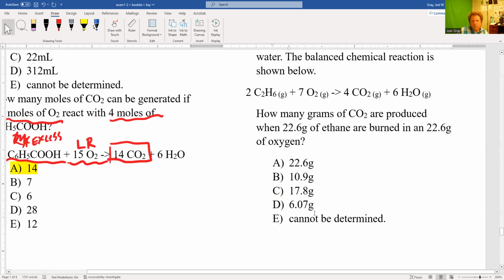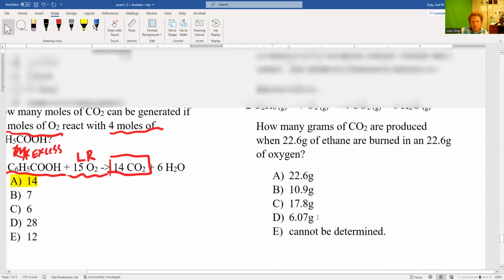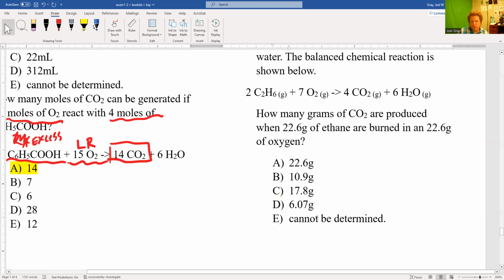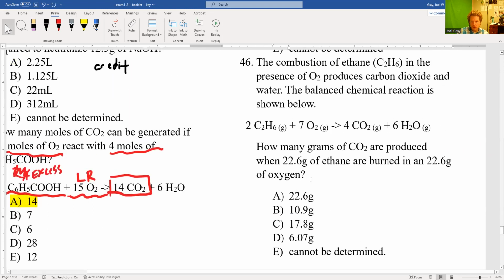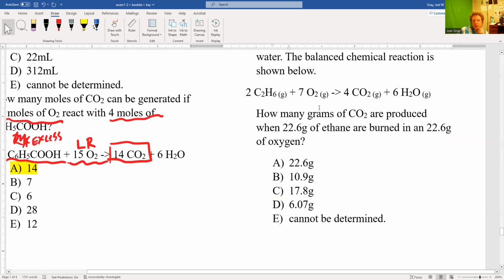Okay. Number 46, our last question. Our last question for this video. I'll do one more video with the last questions. The combustion of ethane in the presence of O2 produces carbon dioxide and water. The balanced chemical reaction is shown below. How many grams of CO2 are produced when 22.6 grams of ethane are burned and 22.6 grams of oxygen?